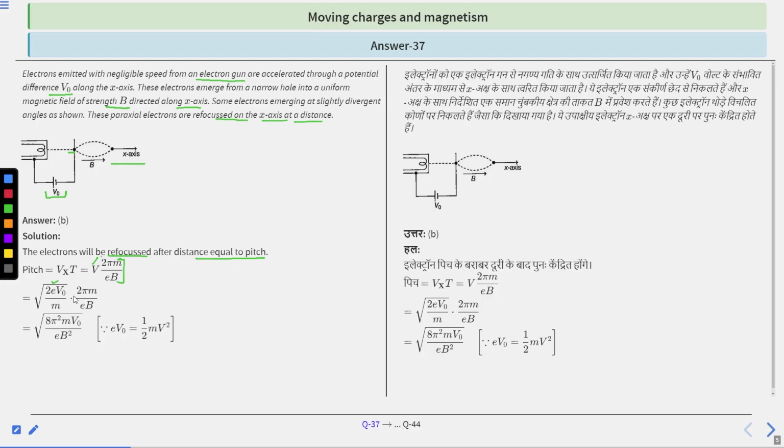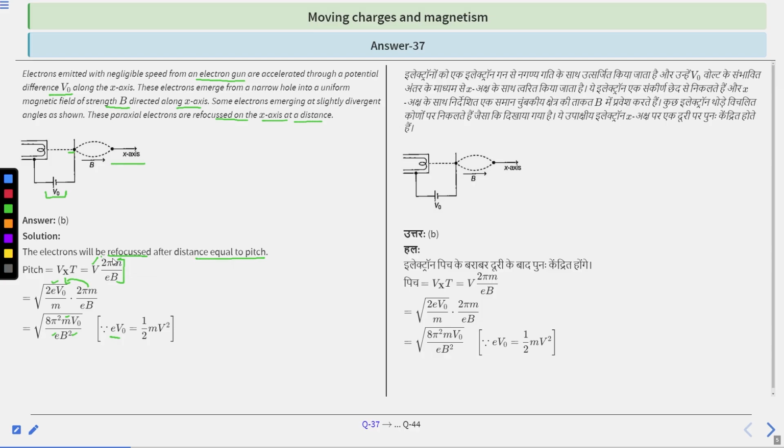You will get under root 8 pi square m V0 divided by e B square, because the 2 whole square becomes 4, and 4 into 2 is 8, and pi square. When these terms go into the square root, m square and m cancel out, so the remaining term is m V0, and e square and e cancel out, so the remaining is e, and this is B square. Clear? Where eV0 is equal to half m v square.